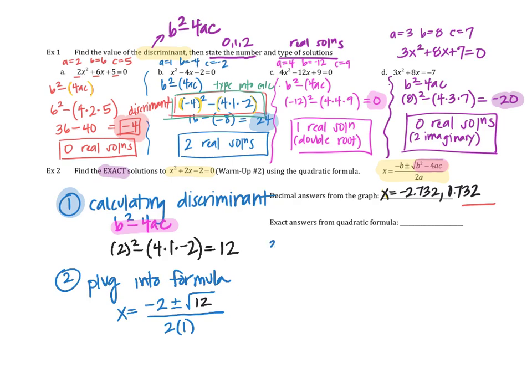Then step 3 is we're going to simplify the radical if we can. Okay, and so when I look at the radical, I have square root of 12, and I think we know by now we can simplify square root of 12. Square root of 12 can be rewritten as 2 root 3. So we simplify the radical to 2 root 3, and then we're going to plug it back in.